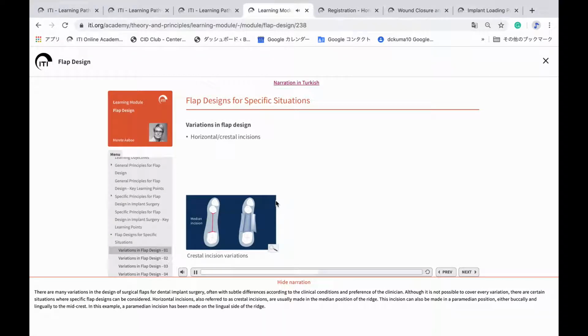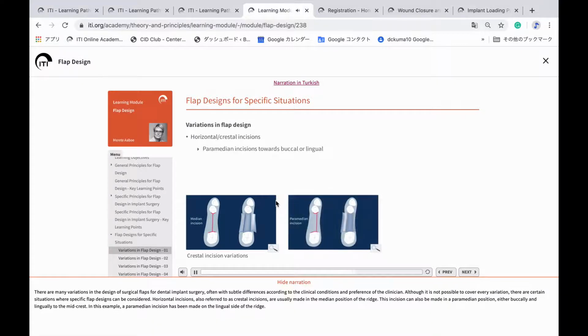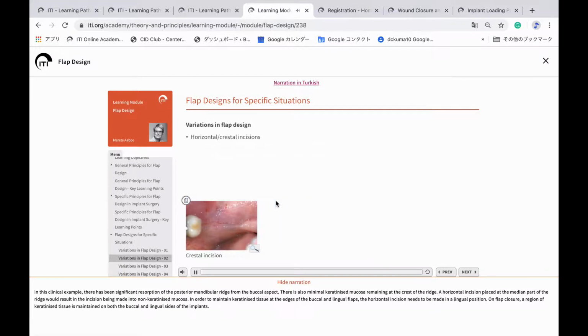Horizontal incisions, also referred to as crestal incisions, are usually made in the median position of the ridge. This incision can also be made in a paramedian position, either buccally and lingually to the mid-crest. In this example, a paramedian incision has been made on the lingual side of the ridge. In this clinical example, there has been significant resorption of the posterior mandibular ridge from the buccal aspect.